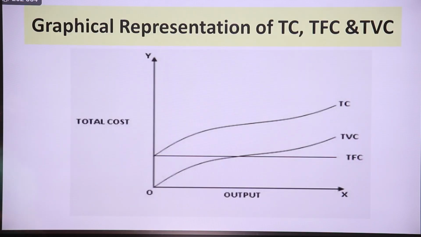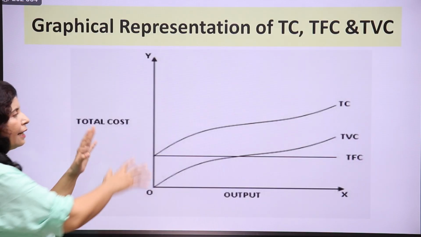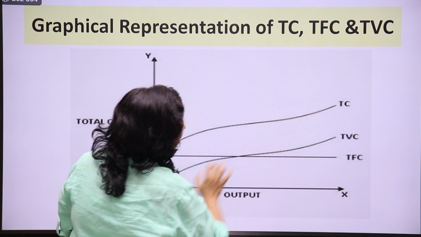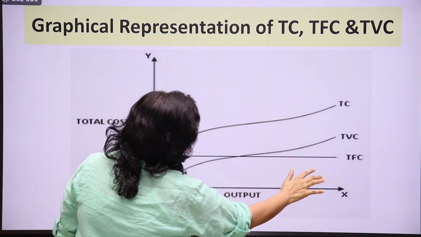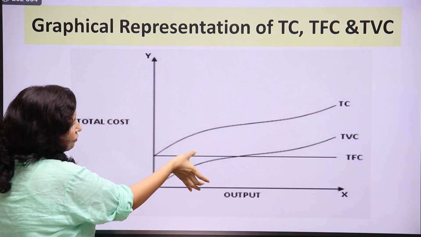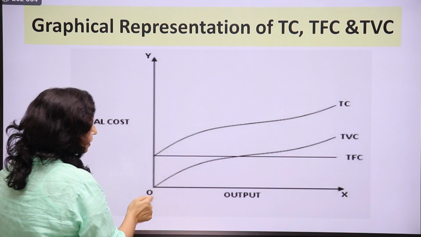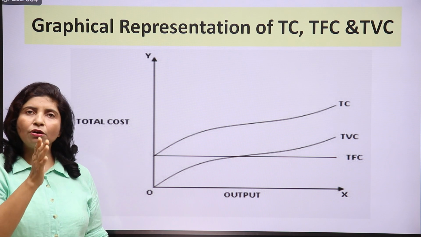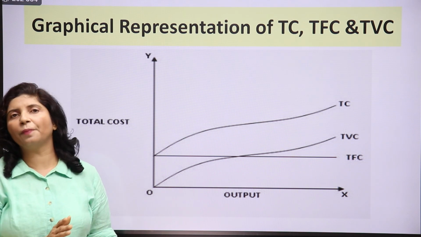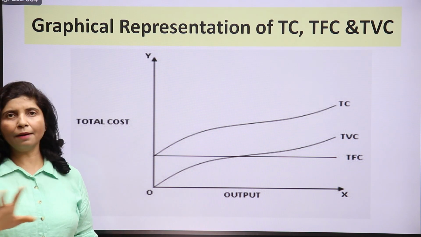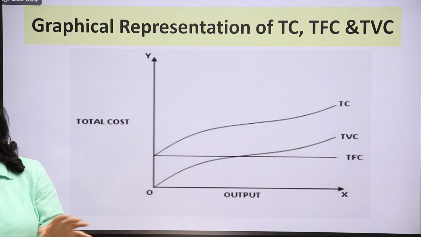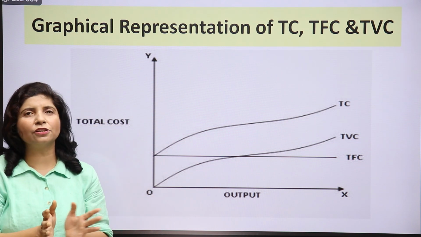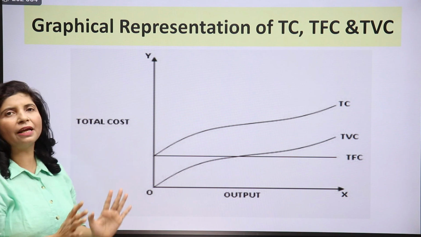Then here is the graphical representation. Here we have total cost, total variable cost and total fixed cost. Take for example your total fixed cost is fixed. How is it fixed? Take for example, in your bakery, you invested 10 lakh rupees for machines and for your administrative salary also. You have 10 lakh rupees of investment. Okay, that will remain fixed.